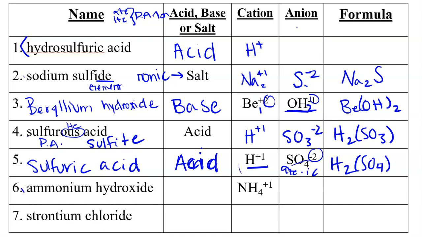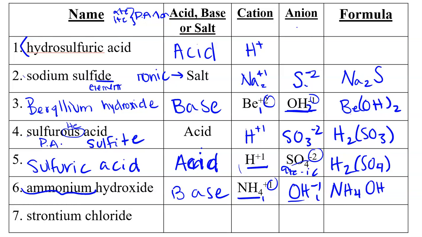All right, ammonium hydroxide. Ammonium is actually one of your positive polyatomic ions. So this is NH4. Hydroxide is OH negative, and because of that OH negative, it's going to be a base. Okay, then we crisscross our charges. That one comes down here. This one comes down here. So it's going to be NH4OH.